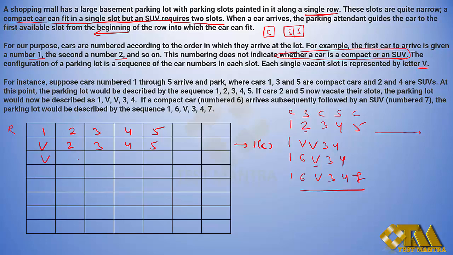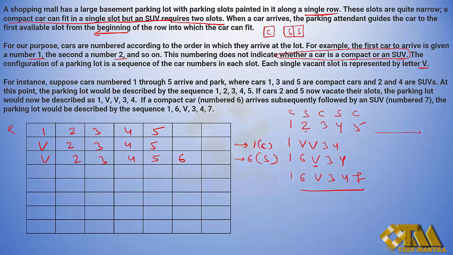Then it's V, 2, 3, 4, 5 and 6 is available. So now according to this, when I'm parking car number 6, it is supposed to be on the very first vacant place, but I cannot park it here. That represents this car 6 is definitely an SUV, because for that I need 2 empty slots, which is not available there, right? So I can infer that car 6 is nothing but an SUV here.